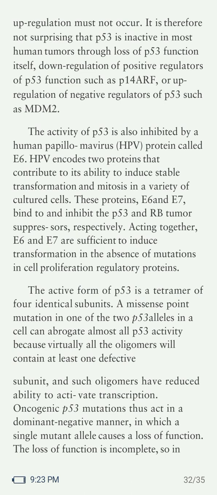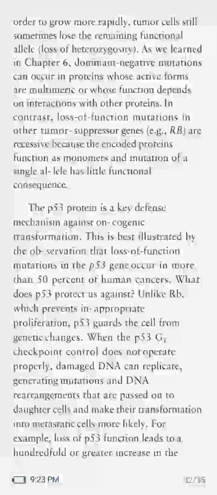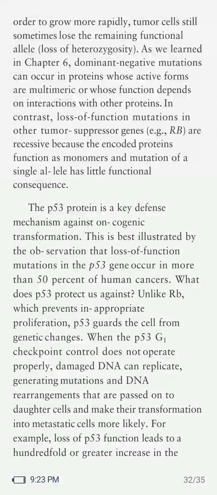The loss of function is incomplete, so in order to grow more rapidly, tumor cells still sometimes lose the remaining functional allele, loss of heterozygosity. As we learned in chapter 6, dominant negative mutations can occur in proteins whose active forms are multimeric or whose function depends on interactions with other proteins. In contrast, loss of function mutations in other tumor suppressor genes are recessive because the encoded proteins function as monomers and mutation of a single allele has little functional consequence.